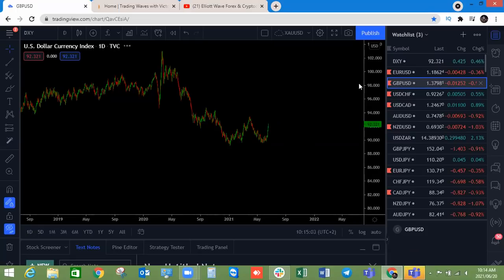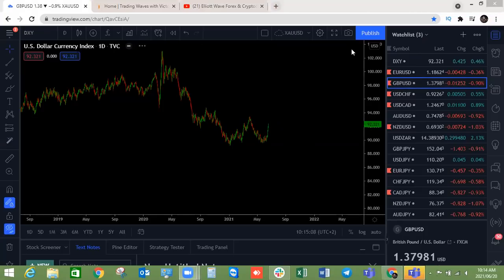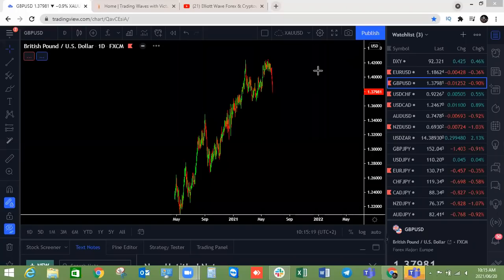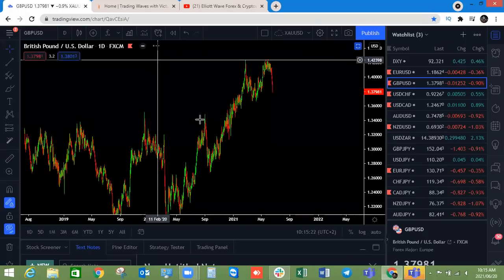Pound US dollar. Now looking at Pound US dollar, let's look at that. Right, so Pound US dollar on the daily. Let's have a look at the daily chart.